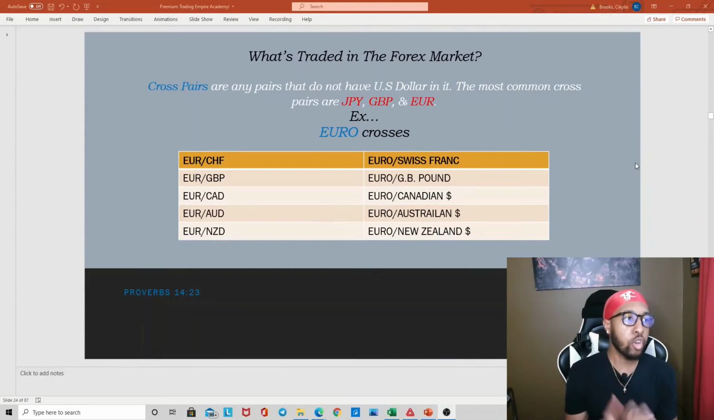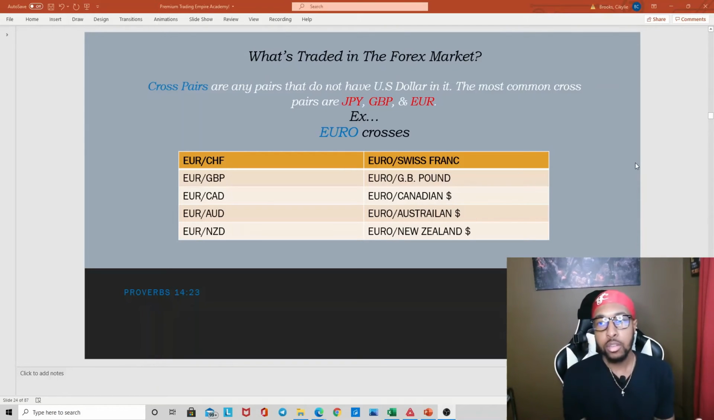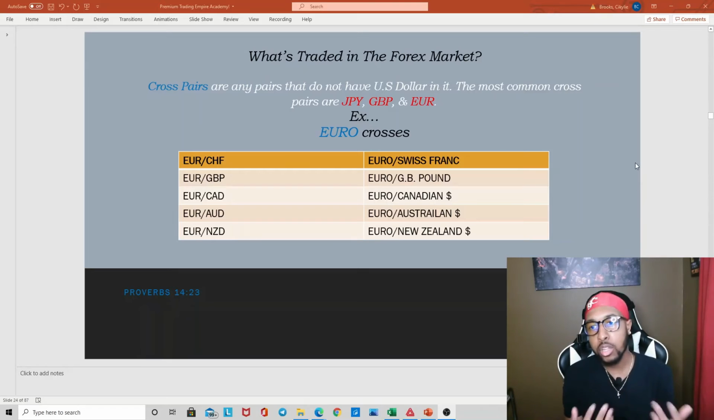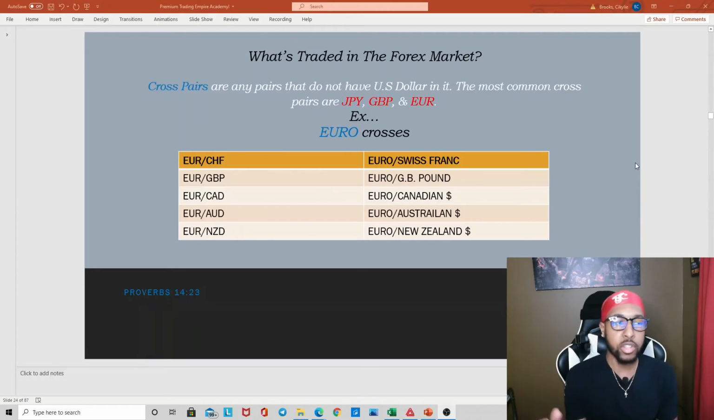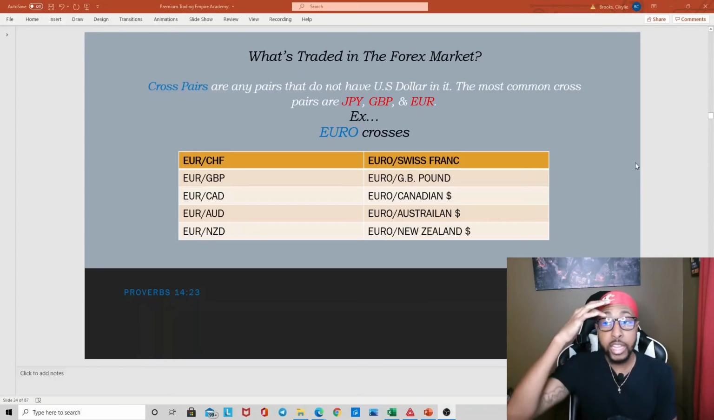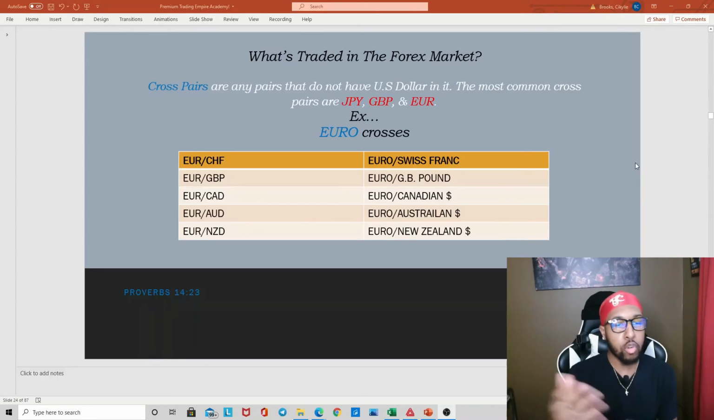Next, we have the cross pairs. Cross pairs are any pairs that do not have US dollar in them. The most common cross pairs are the JPY, GBP, and Euro, so the Japanese yen, the Great Britain pound, and the Euro. So for example, this right here is what would be called Euro cross pairs, Euro crosses.